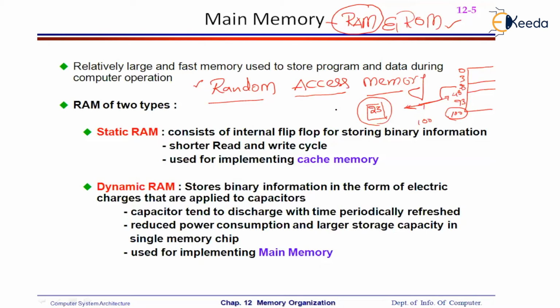There are two kinds of RAMs. One is static RAM and the other is dynamic RAM. What do you mean by static RAM? The static RAM is designed with semiconductor chips. Okay, I will write it here.